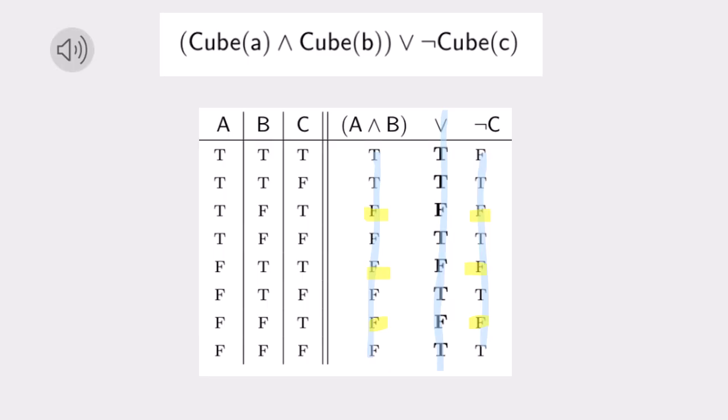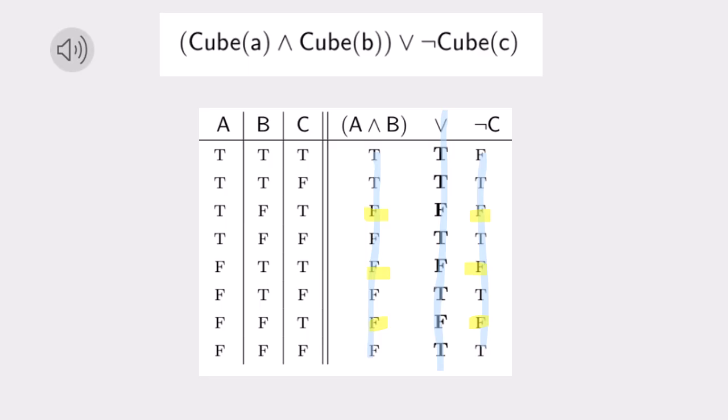Now we can focus on evaluating the primary connective of our complex sentence, and that was the last one that was used in its construction. That's the disjunction symbol that I've highlighted here. And the two disjuncts are A conjunction B and negation C. And so I've highlighted those two columns as well, because those are the two columns that we'll need to evaluate that disjunction using the semantics that we defined for it using truth tables back in the previous chapter.